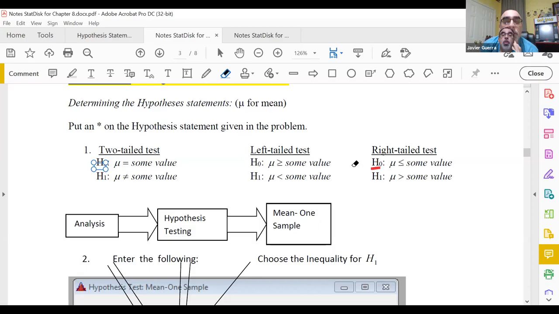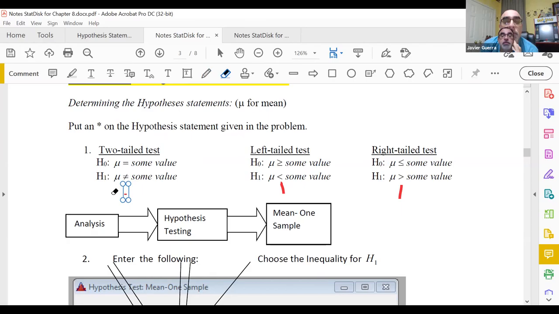Right now, look at all of the H1s, all of the inequality statements on them. All of the H1s do not have an equal. They are just plain Jane, greater than, less than, not equal. So any inequality that does not have an equality to it corresponds to the H1, okay? So just remember, the H0s all have some sort of equality to them. The H1s do not. H0s do, H1s do not.